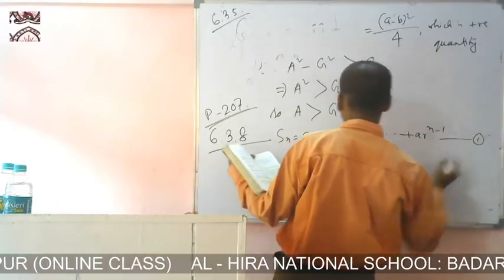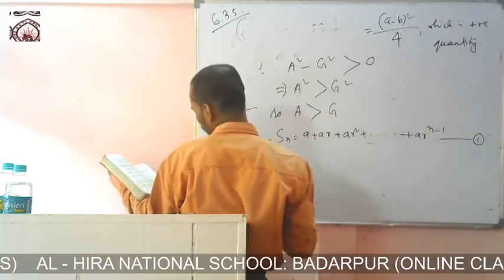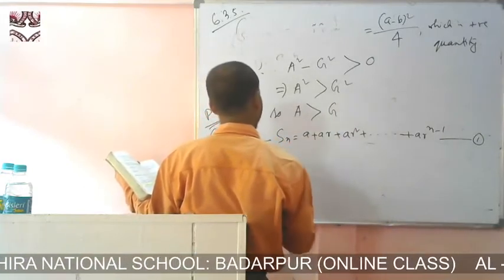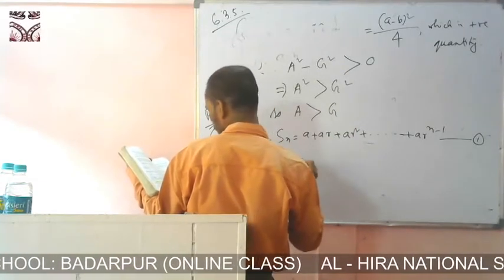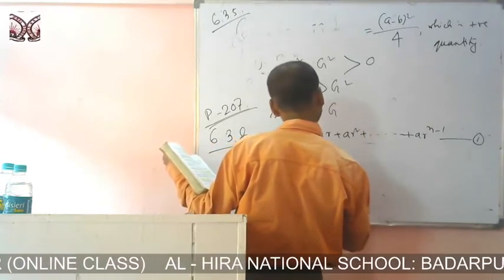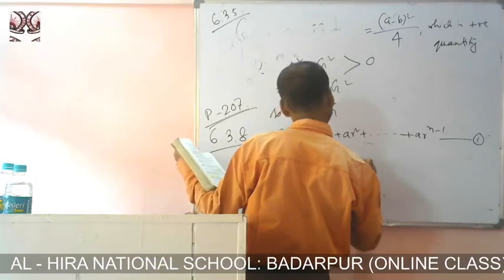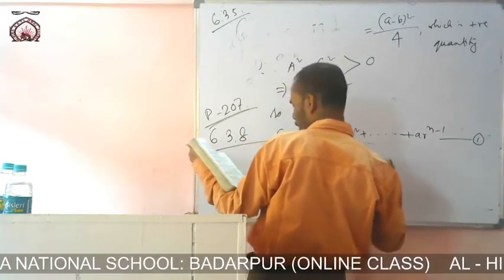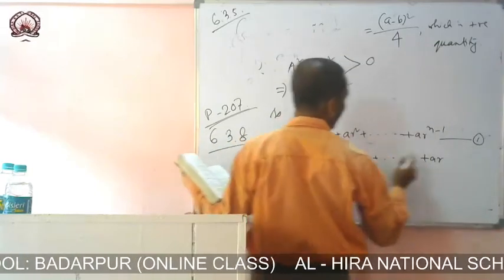This one we express as equation 1. Then if I multiply by R, it will be R into Sn equals AR plus AR square plus AR cube plus, the last term, AR to the power n.